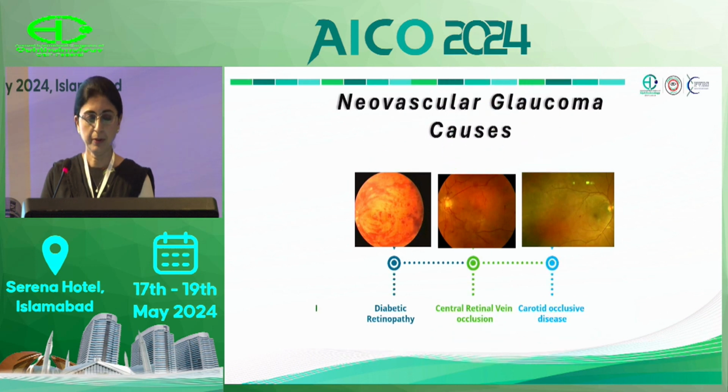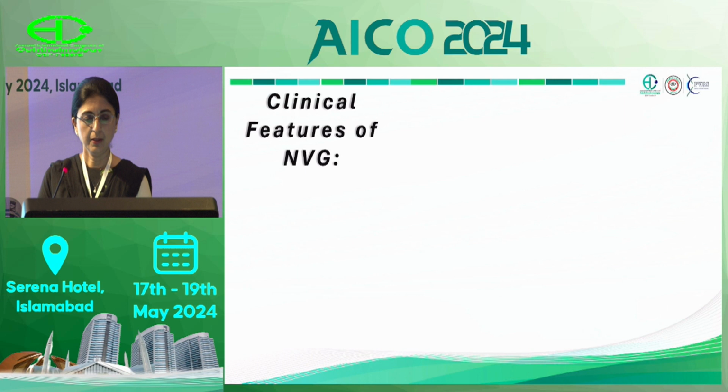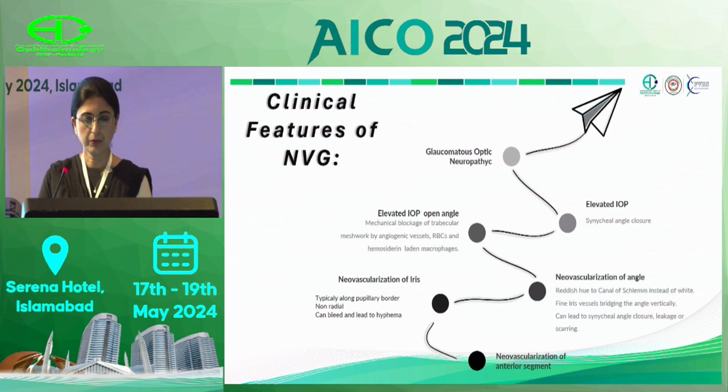Many causes can be there, but most importantly, diabetic retinopathy, CRVO, and carotid occlusive diseases are responsible for retinal ischemia. Classical clinical features are pain and redness in the eye, and along with that, visible neovascularization on the surface of the iris and in the angle, elevated intraocular pressure, synechial angle closure on gonioscopy, and signs of glaucomatous optic neuropathy.